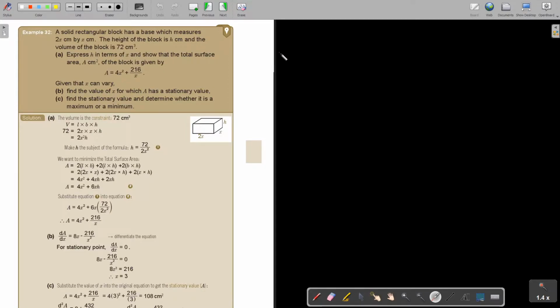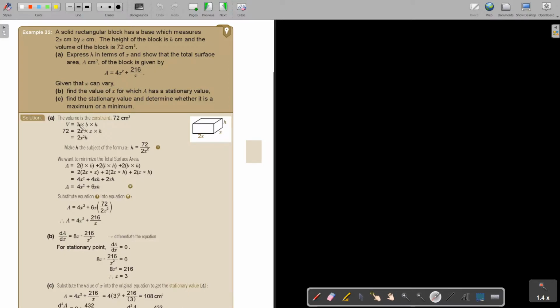Let's look at an example. A solid rectangular block has a base which measures 2x centimeter by x centimeter. The height of the block is h centimeter and the volume of the block is 72 cubic centimeters. Express h in terms of x and show that the total surface area A of the block is given by this. Let's first stop there.